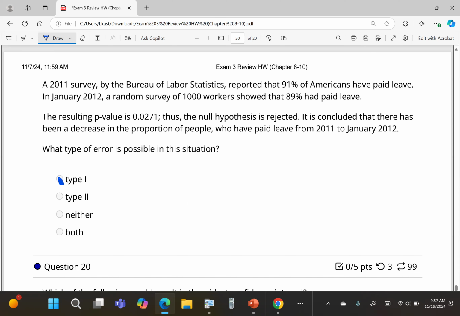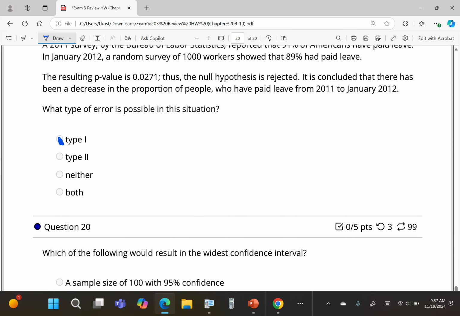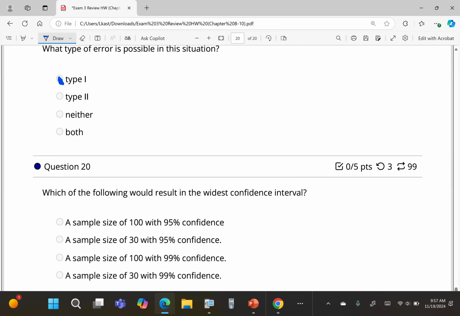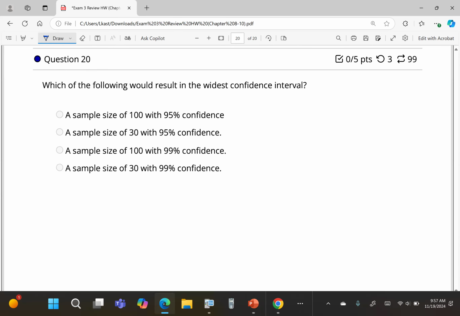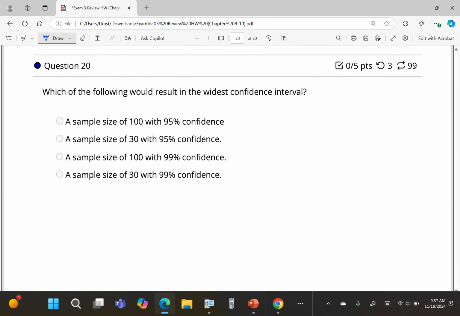Okay, last but not least. Now I did go check this morning, and this problem can be widest or it could be narrowest. So let's look at both cases. Otherwise, it's the same problem. Which of the following would result in the widest confidence interval?